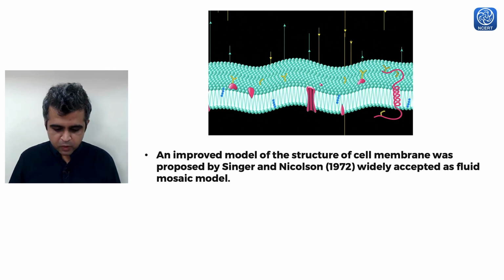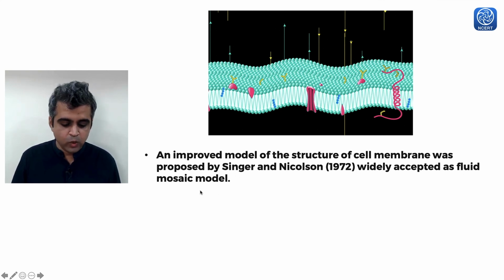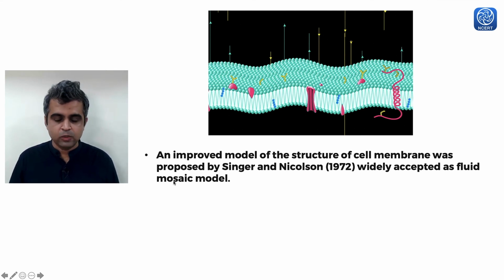So this was proposed in 1972 by two scientists, as you can see here, Singer and Nicholson. So an improved model of the structure of cell membrane was proposed by Singer and Nicholson in 1972 and is widely accepted as the fluid mosaic model. So what is this mosaic? I will tell you in 2 minutes, but I hope that the fluid bit is clear to you.